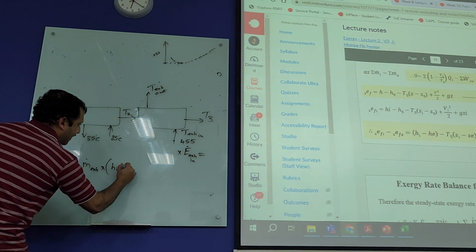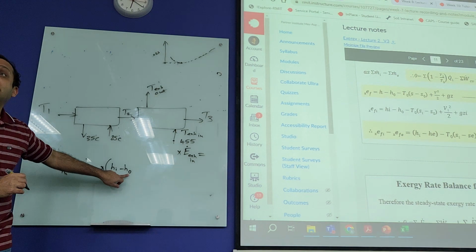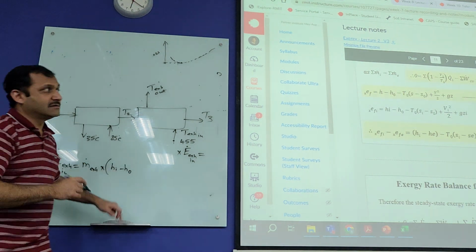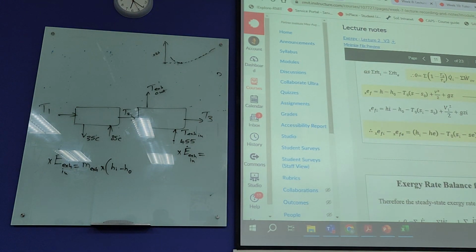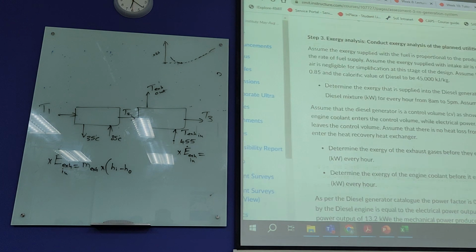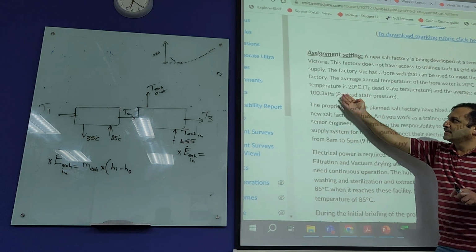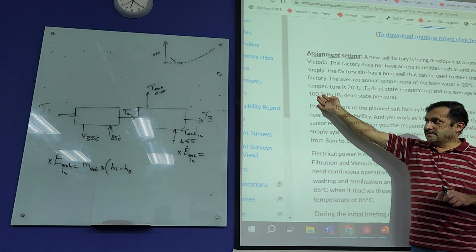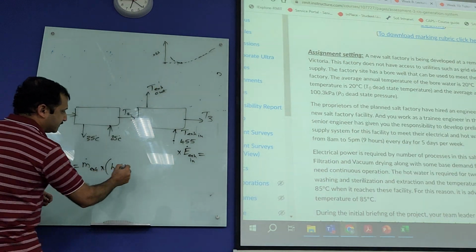H in minus H0. What is H0? Is the dead state. What is the dead state? Is given as in the question. Do you remember what's the dead state? No? Don't remember? That's the dead state. 20 degrees and 100.3. So that H is at 20 degrees.